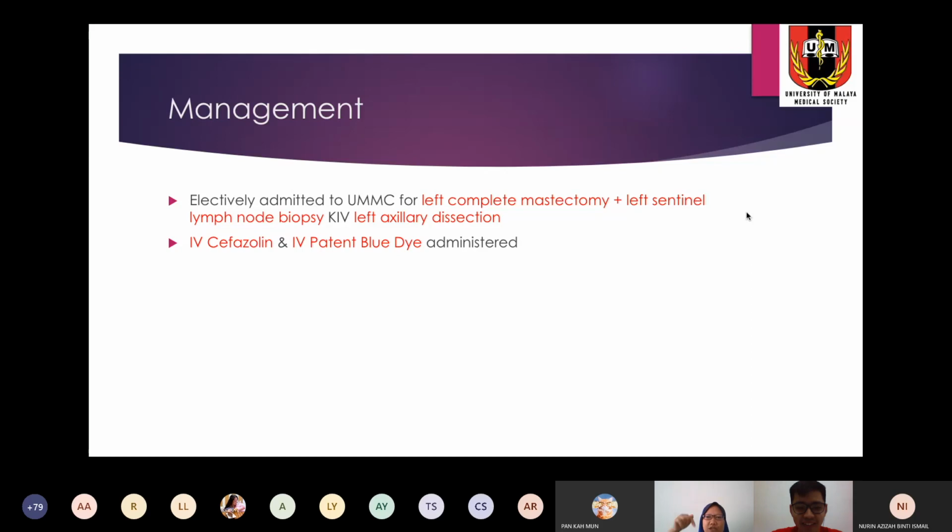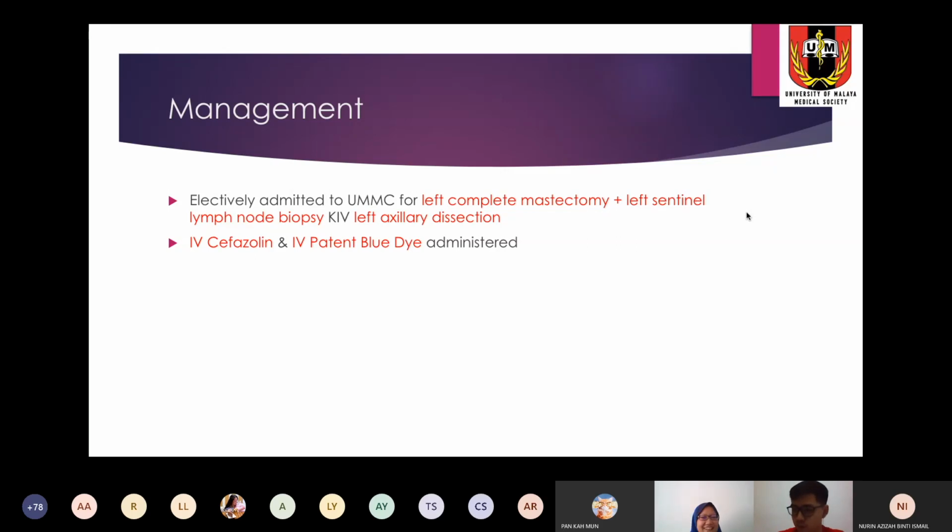We inject peritumoral, meaning if this is a tumor, you inject around it, or you inject intradermal, or subareolar. These are the areas where the patent blue will drain via lymphatic channels towards the lymph node. Then we can identify the sentinel lymph node.